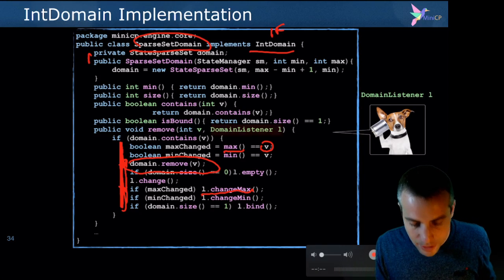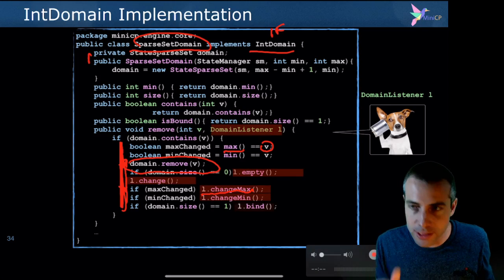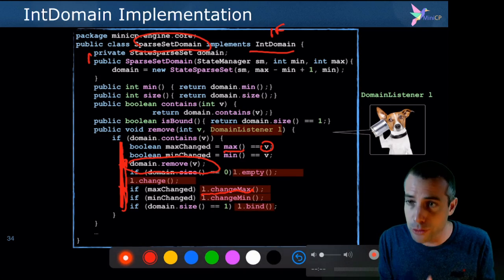In the next video, I will explain to you how we implement the variables. The variable is the next layer that we add on top, which will make use of the sparse set domain.